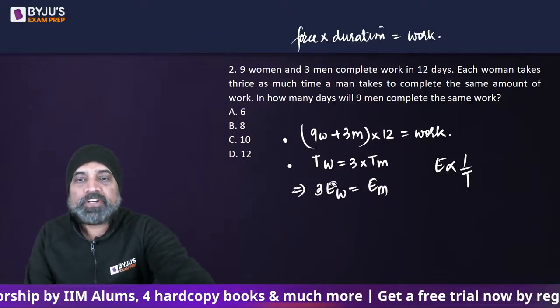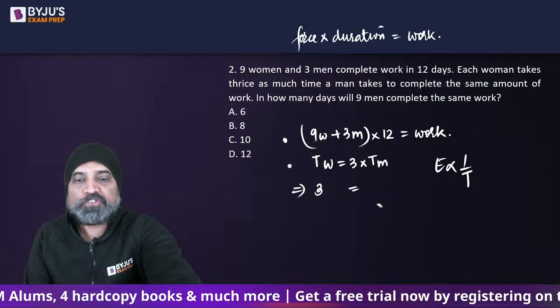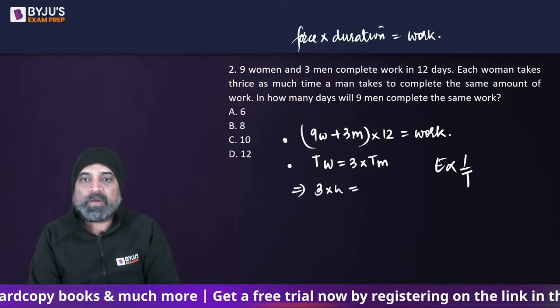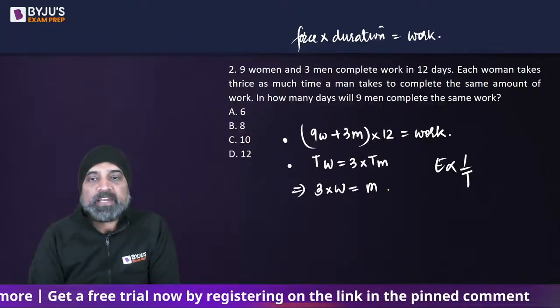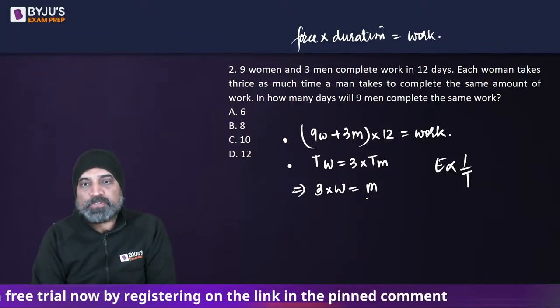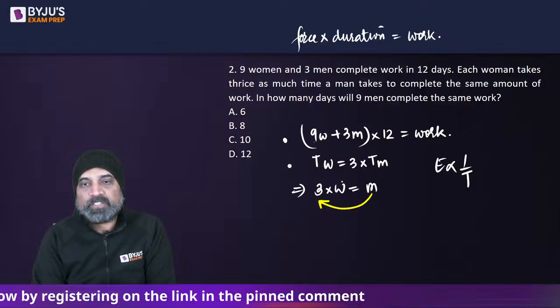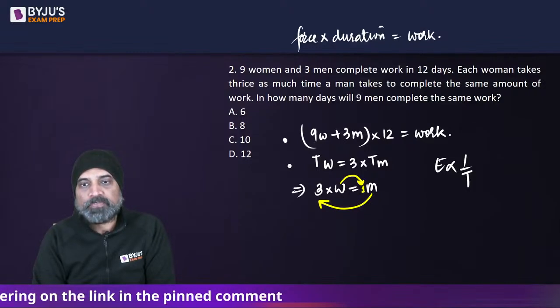Now, we have already represented the efficiency of a woman and a man by W and M, right? So from here, what we are going to do is assume the efficiency of a man to be 3 and the efficiency of a woman to be 1, right?